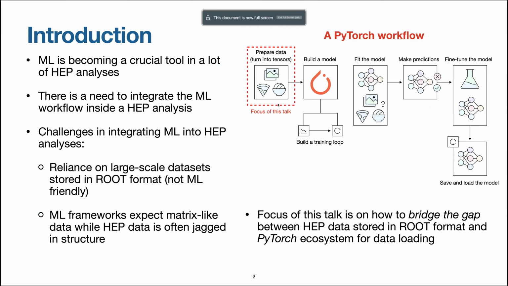Okay. So a bit of an introduction, and as everybody knows, machine learning is becoming a crucial tool in a lot of HEP analysis, and there is a need to integrate the ML workflow inside a HEP analysis. There's a couple of challenges to do this. Mostly, the first one is that the HEP data relies on large-scale data sets stored in root format, which is not ML friendly, because the ML frameworks expect matrix-like data, and the HEP data is often jagged in structure. So this is the thing that we need to bridge, and I will try to explain how I did this and what the library does that I wrote.